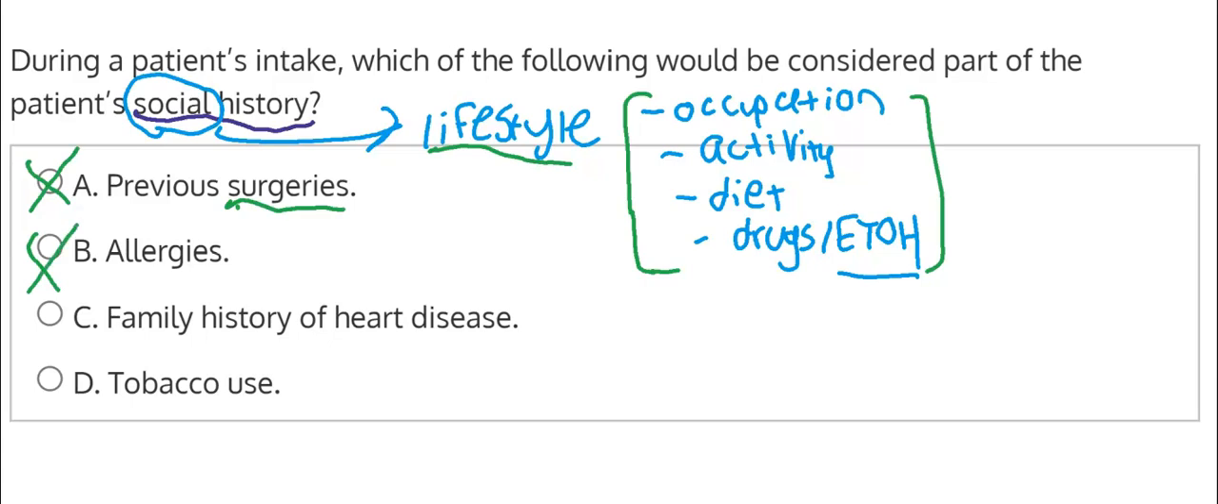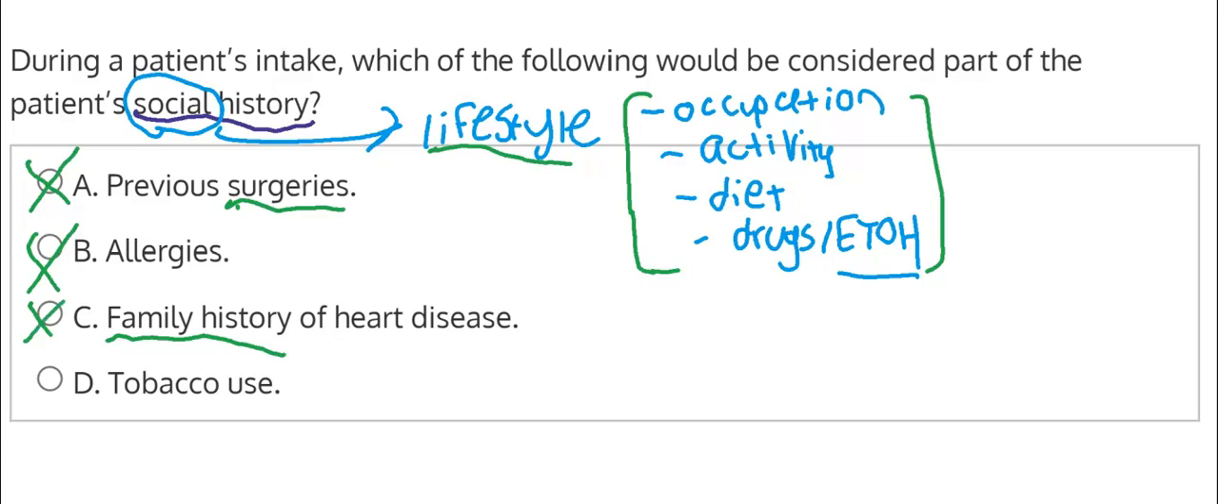Option C states family history of heart disease. So this actually relates to what's listed here, family history. And the provider might create a family tree to watch how diseases are passed down through generations, but this is different than a social history. So we can eliminate option C as well.